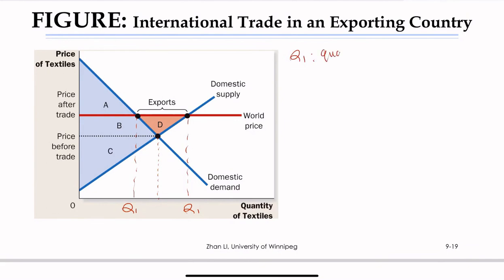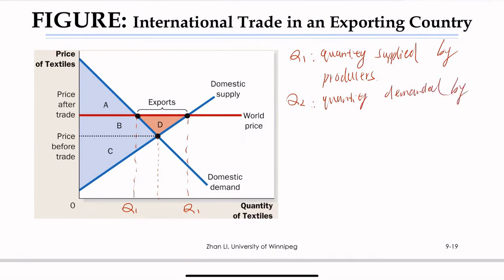Q1 is quantity supplied by producers, right? By Iceland producers. What is Q2? Q2 is actually quantity demanded by Iceland buyers, right? And you can see that Q1 is actually larger than Q2. So here you can see that quantity supplied by Iceland producers is not equal to quantity demanded by Iceland buyers.